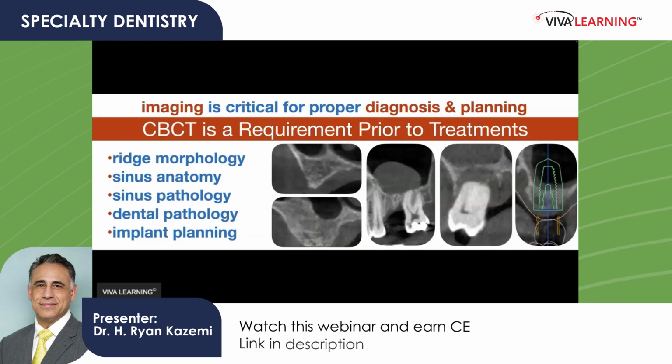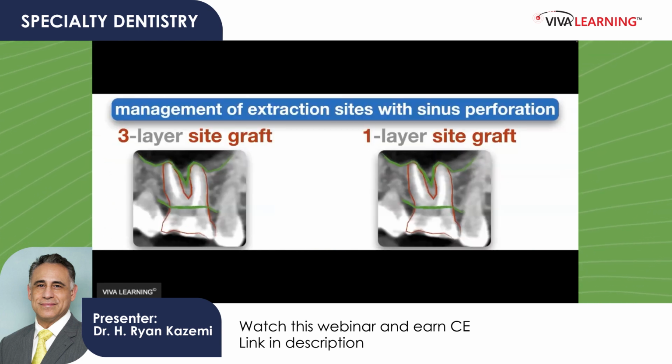plan for. Now, before we start talking about the treatment management, I think it's really important to highlight and emphasize the importance of imaging for diagnosis and planning. I think that CBCT is an absolute requirement prior to almost any treatment that we do nowadays, but especially in the posterior maxilla. Managing the extraction sites with a sinus perforation, there are primarily two techniques that I commonly use.